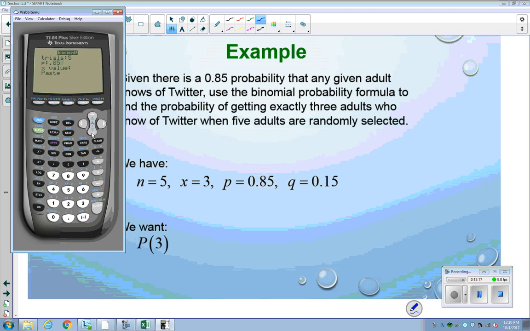Pretty cool? My X value, I'm going to cursor down again. How many successes did we want? Exactly 3 of those 5 people, so I'm going to type in a 3. Those of you with an 83 are going to type in that same 3. I'm going to cursor down, and I'm going to hit paste. Those of you with the 83 are going to close your parenthesis so that now your screen looks exactly like my screen.